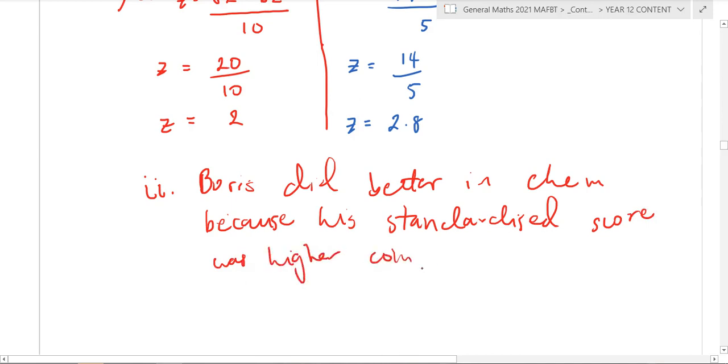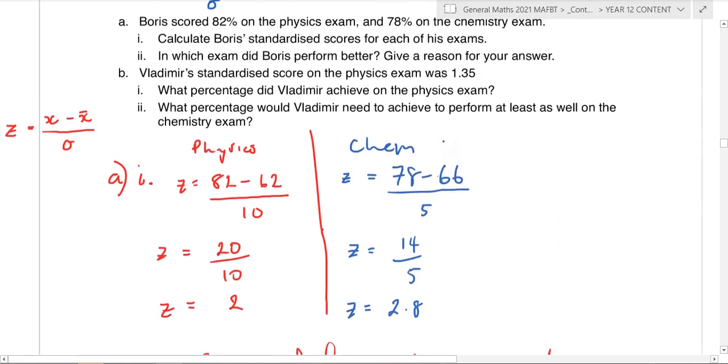Compared to physics. Sorry for the horrible handwriting. Okay, let's go part B.